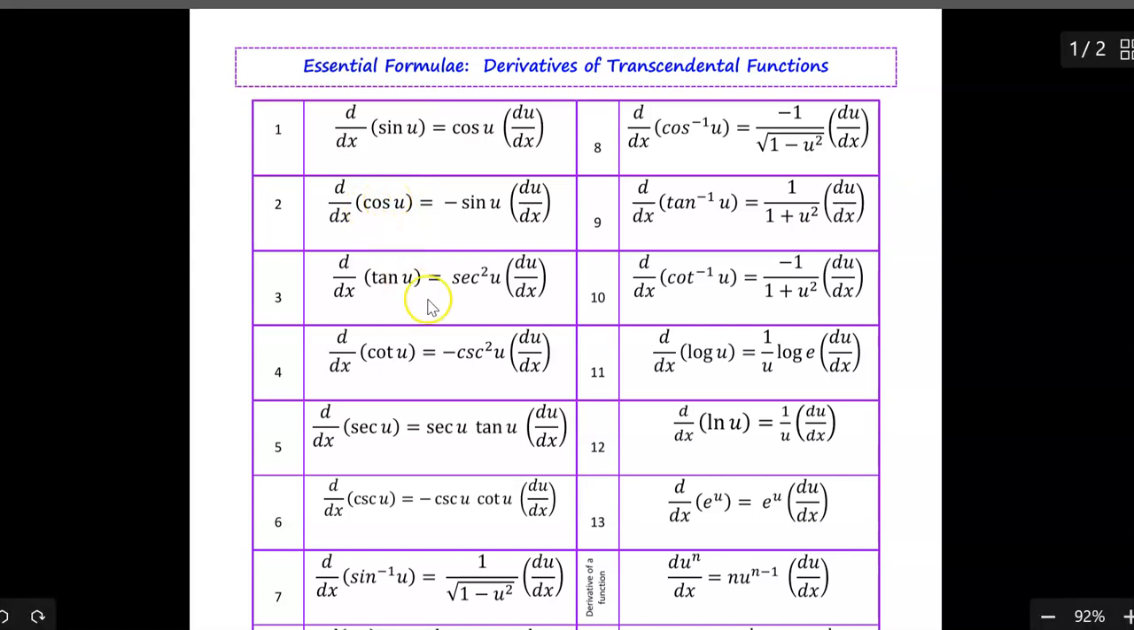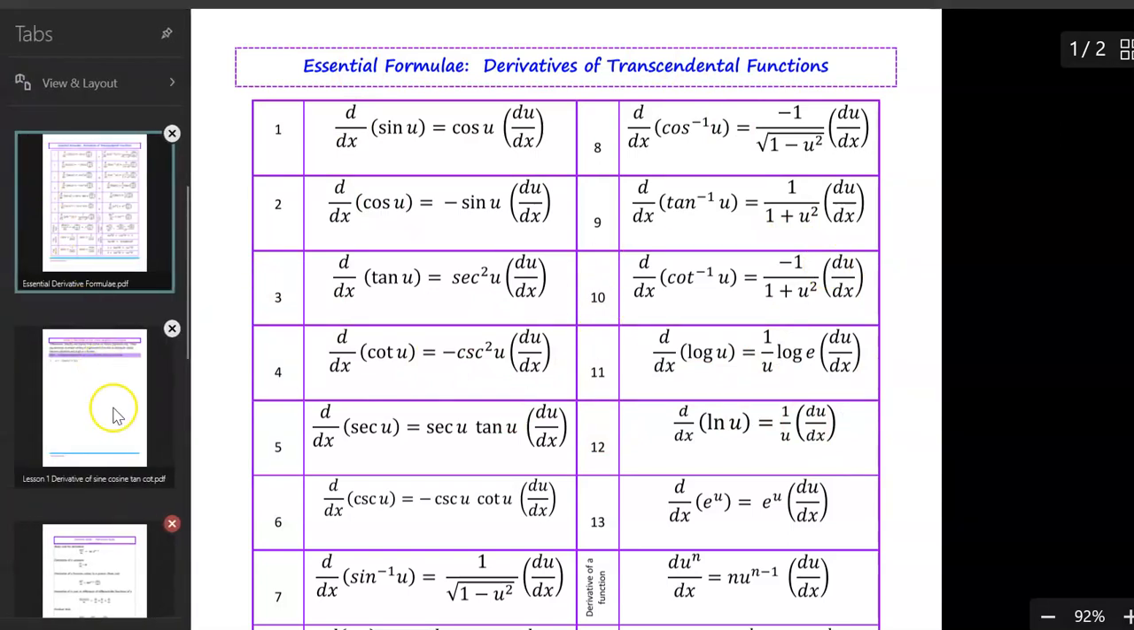Most of the formulas apply with the same patterns. However, you see the derivative of tan will be secant squared of u, and the derivative of cotan will be negative cosecant squared of u. So we have to use this formula sheet in order to work with finding the derivative of a transcendental function. We will get back to this from time to time.